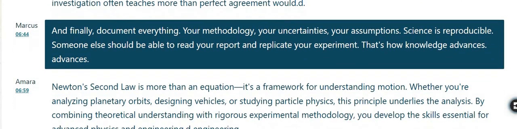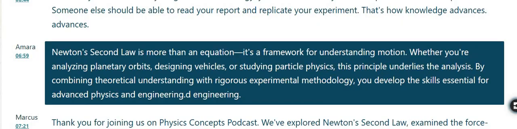And finally, document everything. Your methodology, your uncertainties, your assumptions. Science is reproducible. Someone else should be able to read your report and replicate your experiment. That's how knowledge advances. Newton's second law is more than an equation. It's a framework for understanding motion. Whether you're analyzing planetary orbits, designing vehicles, or studying particle physics, this principle underlies the analysis. By combining theoretical understanding with rigorous experimental methodology, you develop the skills essential for advanced physics and engineering.